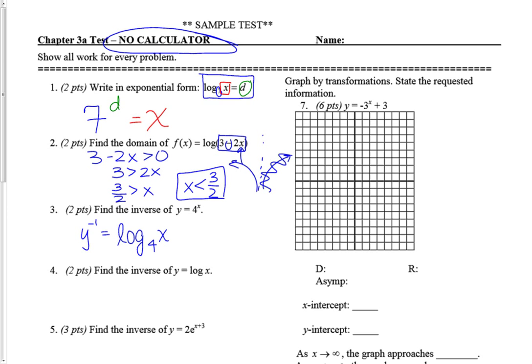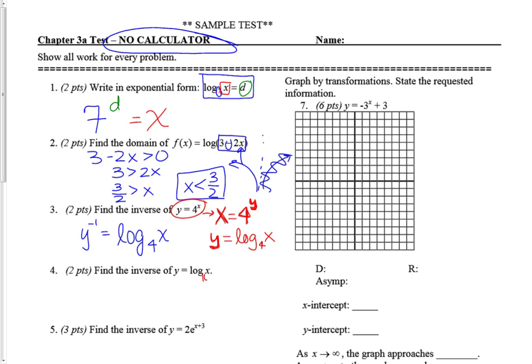If we wanted to do this one algebraically, my other option would be to switch x and y. So I would have x equals 4 to the y if I switch x and y from the original problem. And then in order to get this y by itself, how do I get y out of an exponent? Well, I convert to logarithmic form. So the base of my log would be 4 because that was the base of the exponential. The y used to be in the exponent, so now it's over by itself. And the x, which used to be by itself, is now with the base inside the logarithm. Same thing either way.